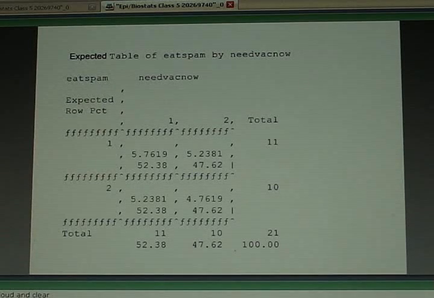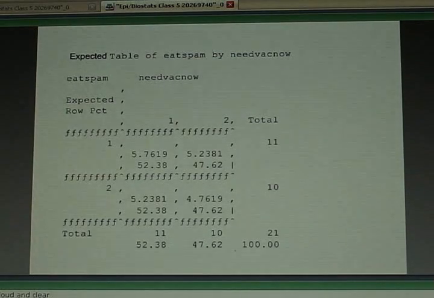So if 11 people were eating spam, they all had a risk of 52.38%, we'd expect 5.78 of them to say they need a vacation right now. We had 10 other people who were in the non-spam group, but they also had the same null risk of 52% of needing a vacation now. We would expect 5.2 of them to report needing a vacation.